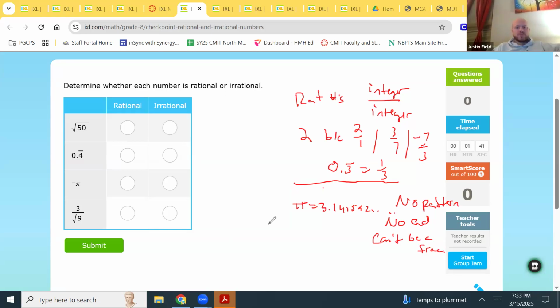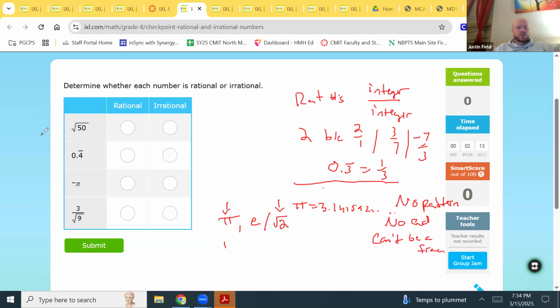And so examples of that are, like I said, pi. There's another one, e. There's another one, the golden ratio. And then anything that is a square root that's not a perfect square. These two are going to be the ones that they try to make sure you can identify. So like the square root of 50, that is not a perfect square.